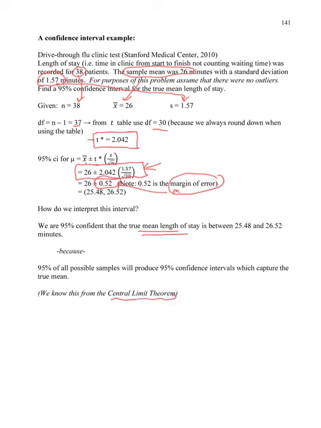Again, I want to impress upon you that this is saying where we think the mean is. It's not saying that 95% of all the patients were in this little narrow band of time. So our distribution of our sample looks something like this, with 26 at the middle, and one standard deviation is 1.57. And our confidence interval is just right around where the mean is.